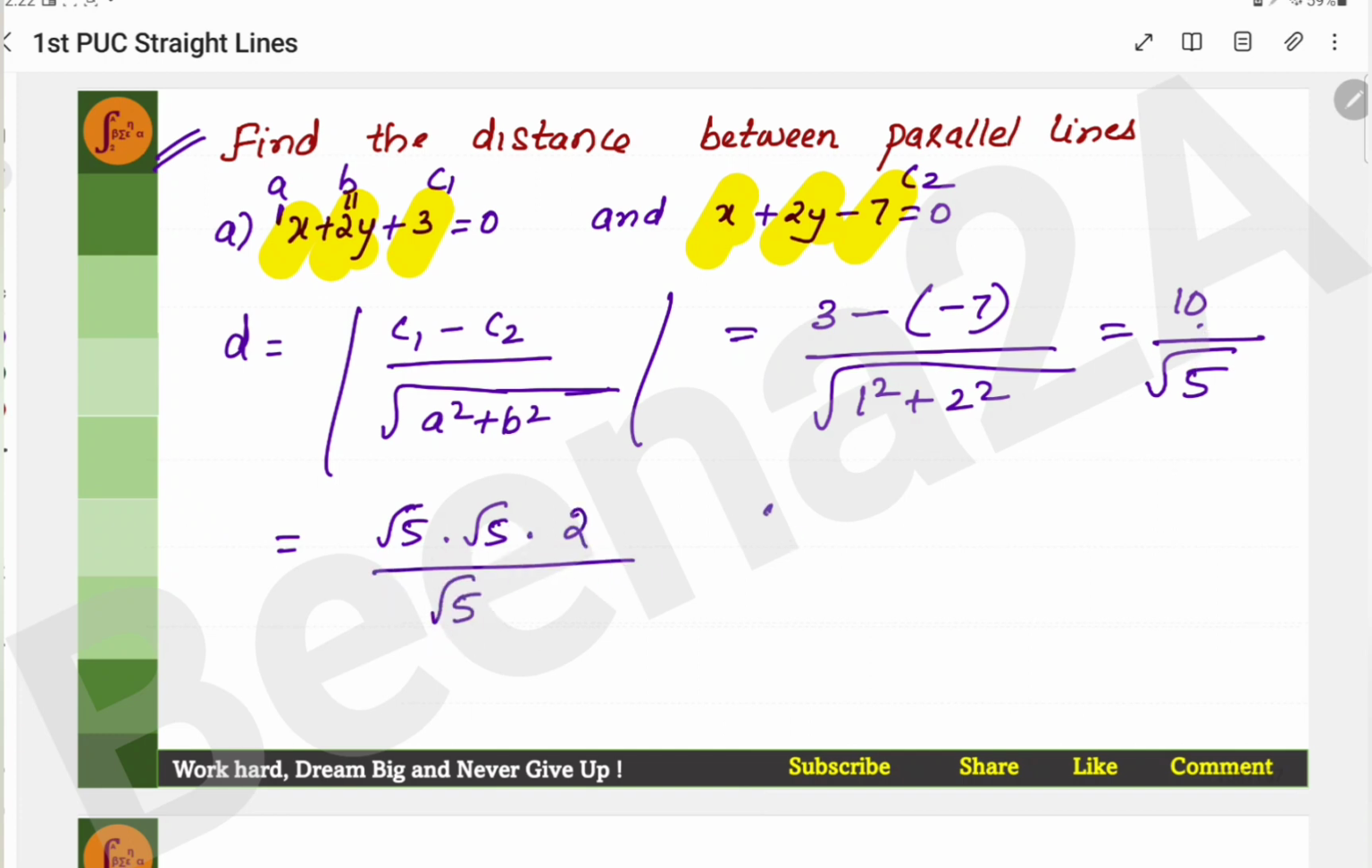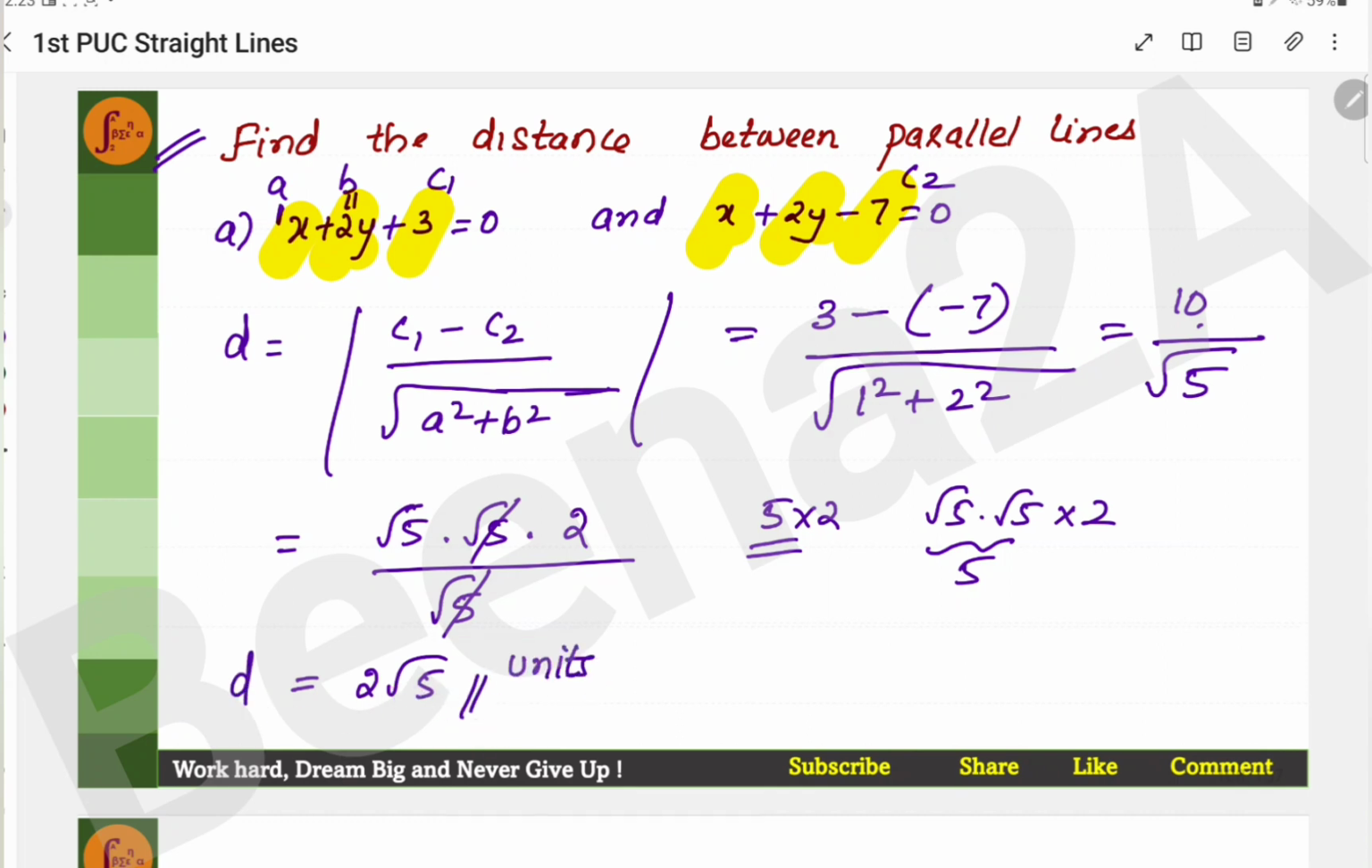Right? 10 can be written as 5 into 2. And 5 can be written as root 5 into root 5 is 5. And into 2. So 1 root 5 will get cancelled. So you'll get 2 root 5. So distance is 2 root 5 units. Let's not forget to put the units here.